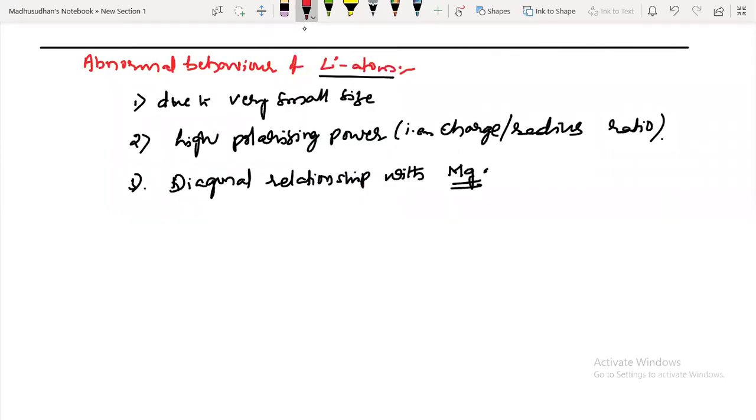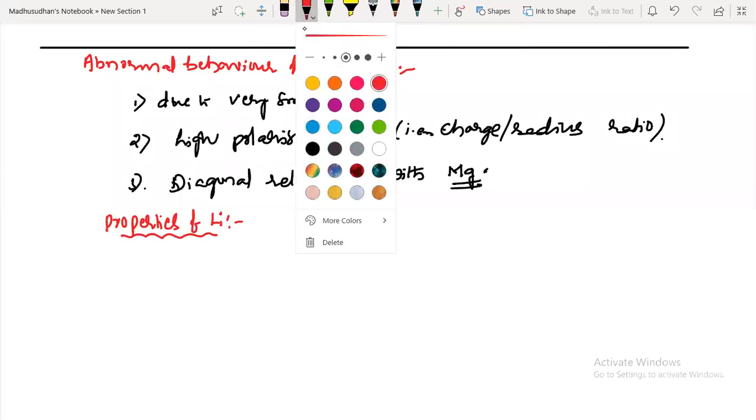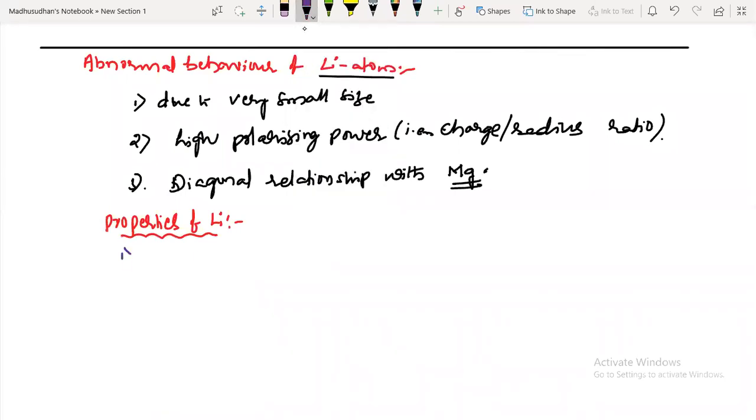So due to this abnormal behavior, it is having special characters. So what are the special properties of lithium? Okay, one by one we'll discuss. First one, lithium is actually a much harder element. Second point, it is least reactive.